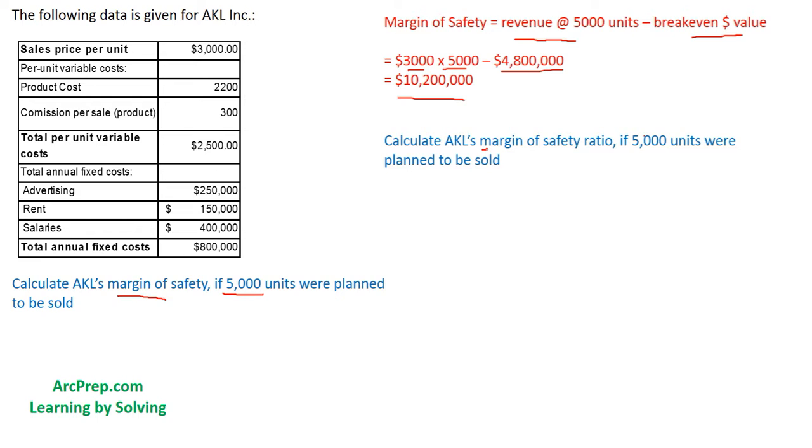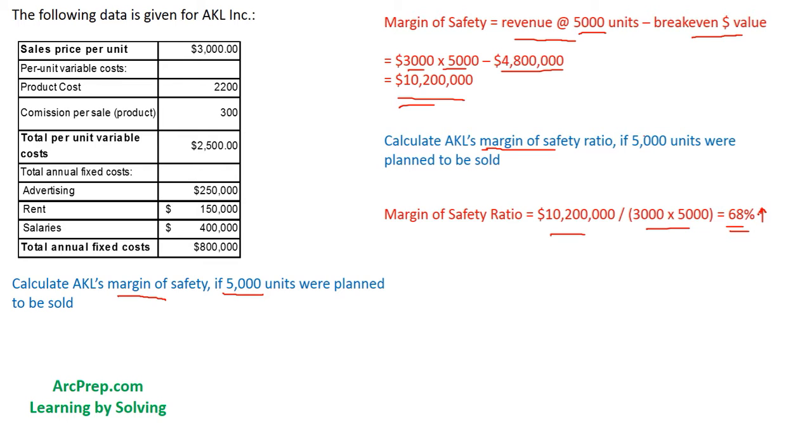Something more interesting and something that will make more sense is the margin of safety ratio. If 5,000 units were planned to be sold, my margin of safety ratio is nothing but the margin of safety dollar amount divided by the dollar amount if I really sell the 5,000 units. And what this tells me is the higher the number, the better it is.